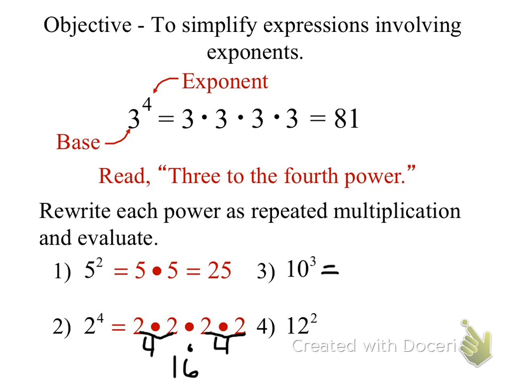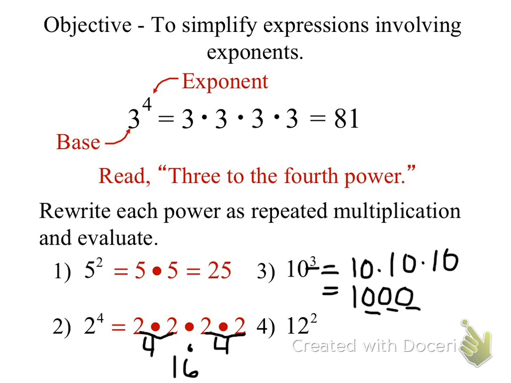Number 3, 10 to the power of 3. So I did 10 times 10. And what does it evaluate to? 110. What? 1,000. 1,000 what? No, just 1,000. Okay? Notice the shortcut here. Only with powers of 10. 10 to the 3rd, there's 3 zeros. 10 to the 4th, 4 zeros. Okay?